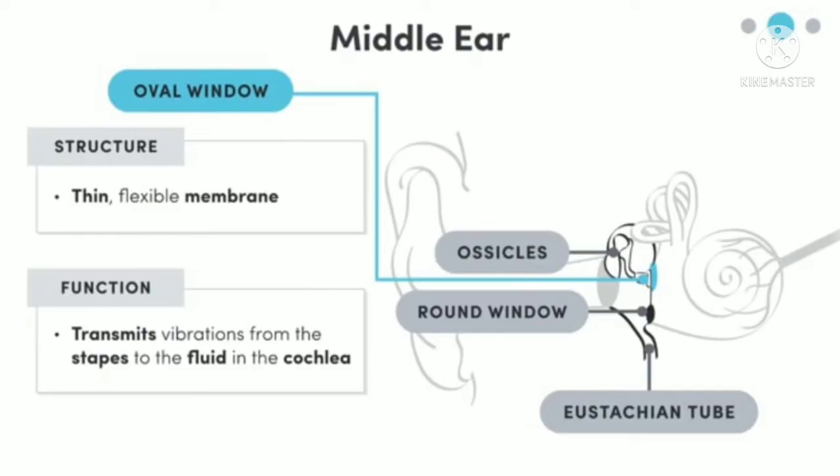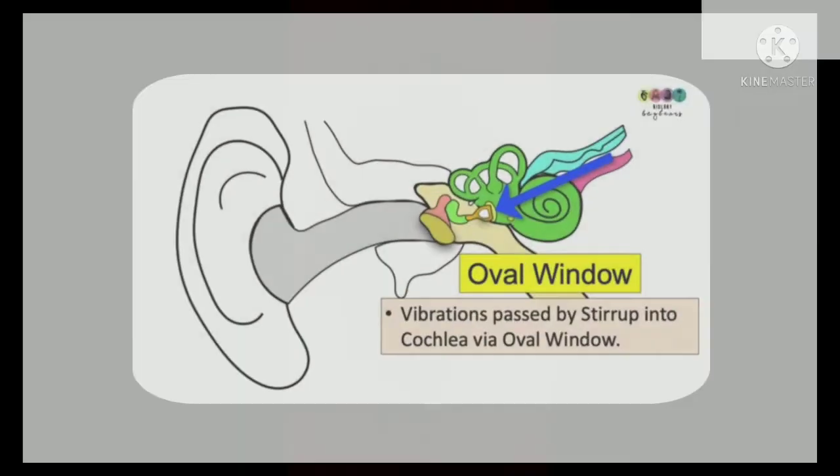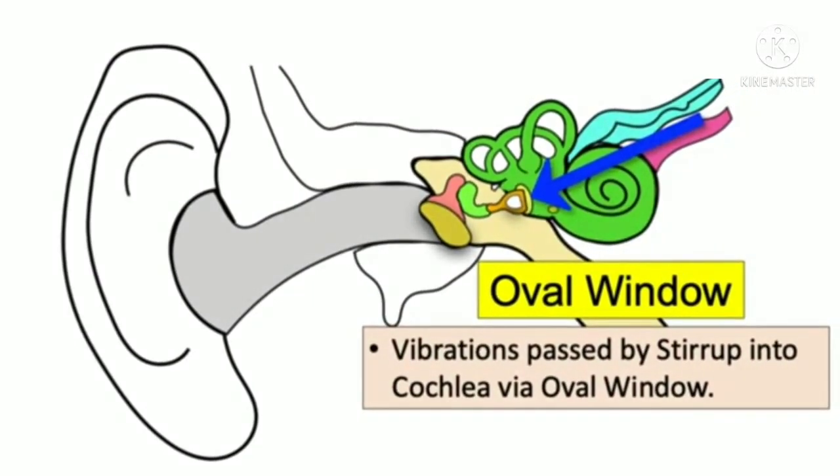Now we will learn about the oval window. Stapes is attached to the oval window. It is a thin and flexible membrane. Now we will learn about its functions. Functions of oval window: it transmits vibrations from the stapes to the fluid in the cochlea.